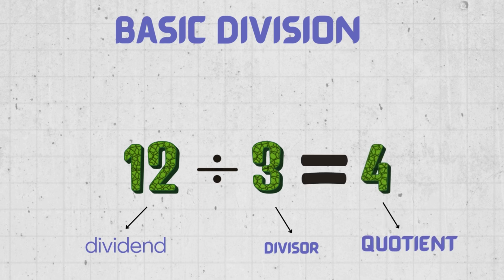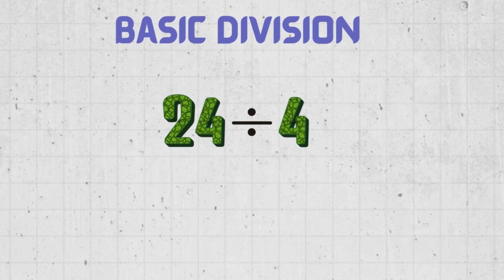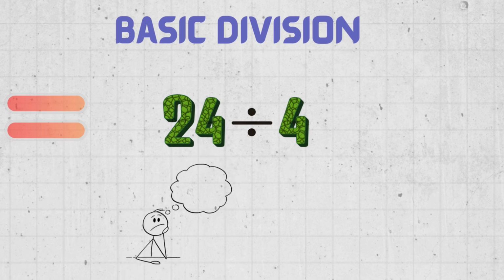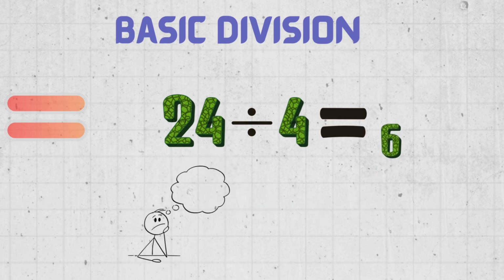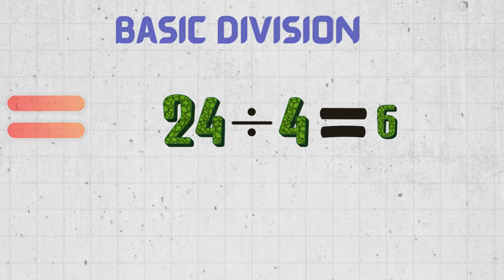All right, let's try a simple problem. 24 divided by 4. First, we'll set it up like this. 24 divided by 4. Step 2. Start dividing. Now ask yourself, how many times does 4 fit into 24? Well, let's count. 4 goes into 24 6 times. So the quotient is 6, meaning 24 divided by 4 equals 6.